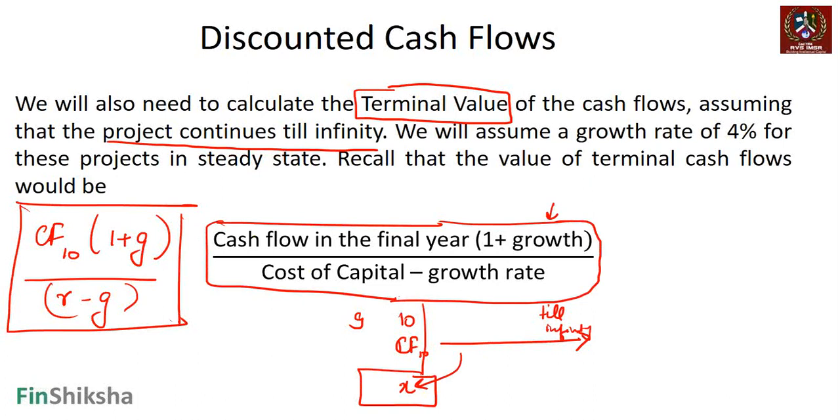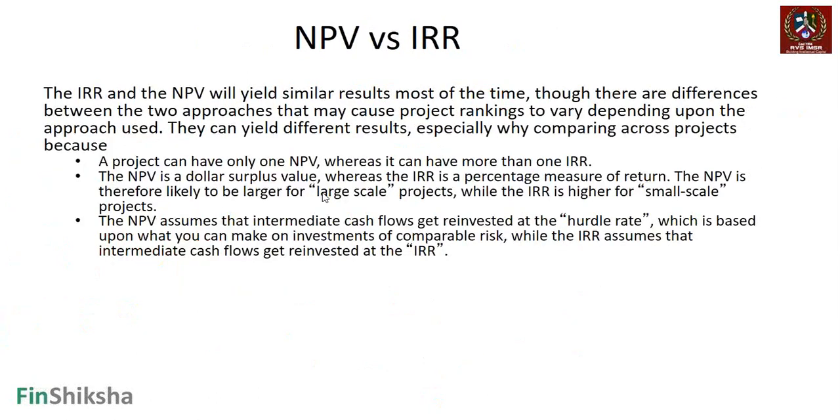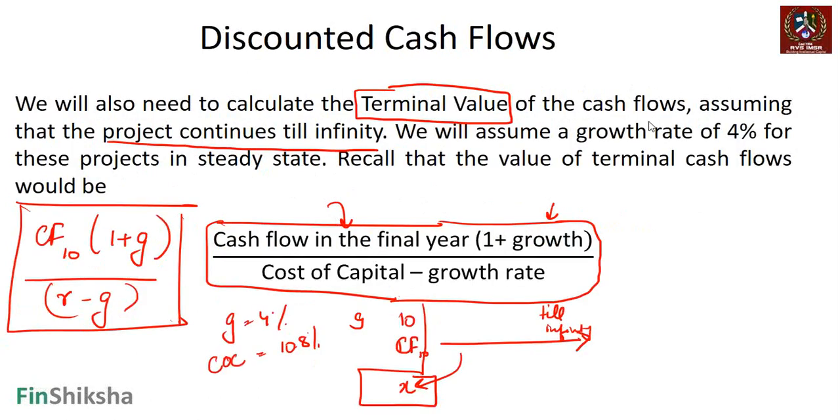So we assume that the project grows at 4% in a steady growth rate. So we have G as 4%. We have cost of capital as 10.8%. We have the last year cash flow. We can multiply and find out the value of everything till infinity, right? That can be done. And then let's try and calculate all this.